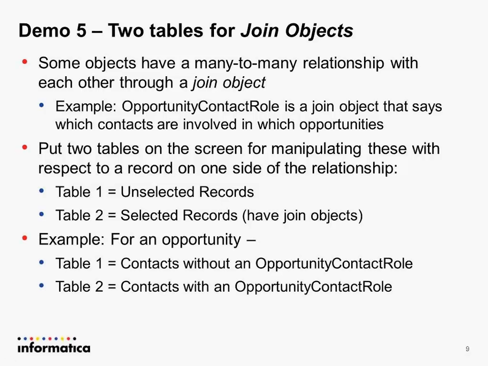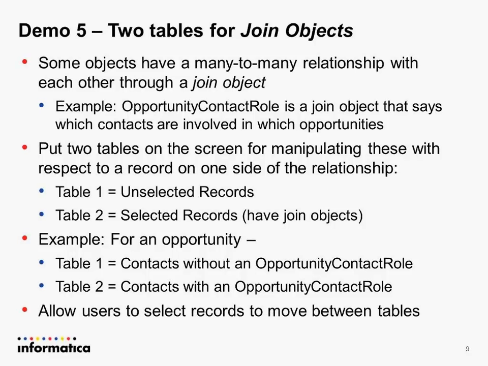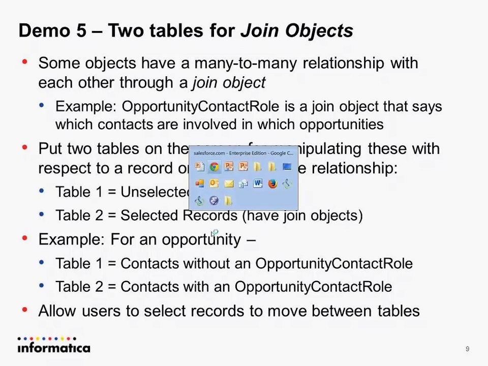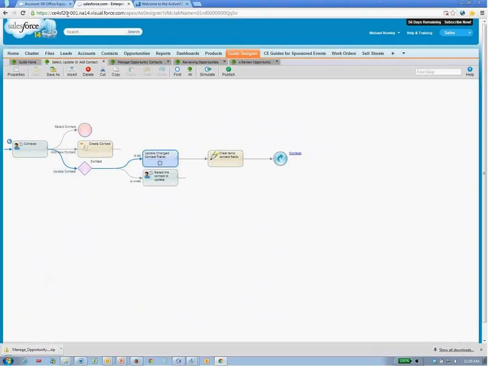So back to the example, for an opportunity, you could show one table, the contacts that don't currently have a join object, an opportunity contact role. And the second one is the ones that do. And then you can have buttons to allow users to move between tables, to add or remove from the tables. Let me show you how that works.